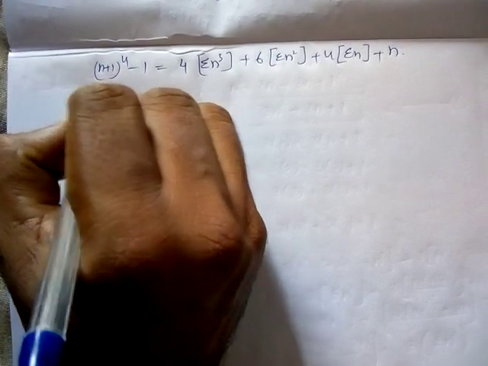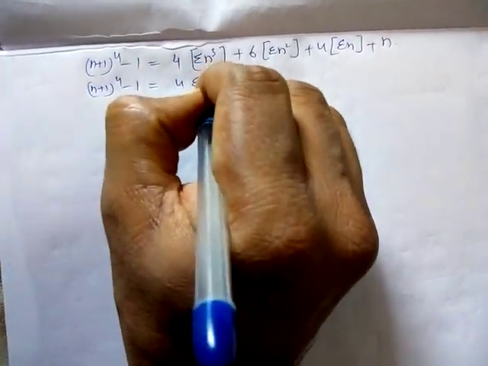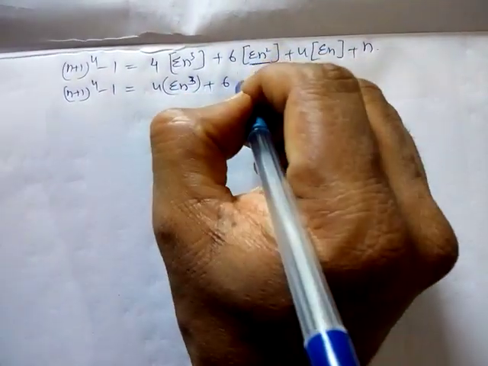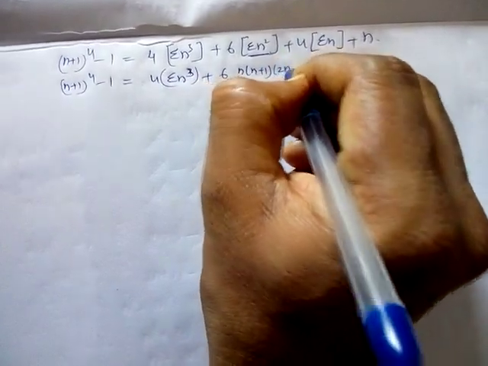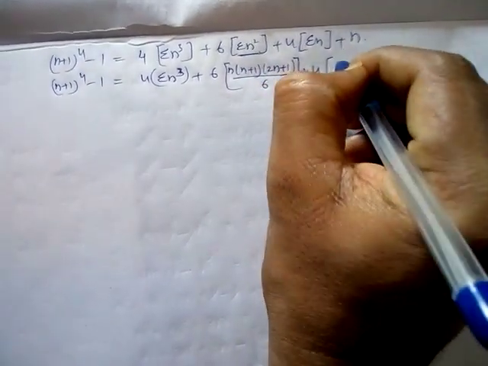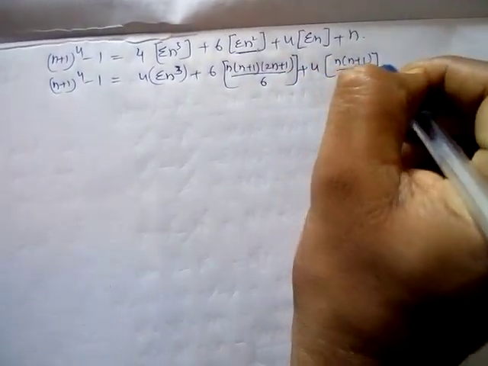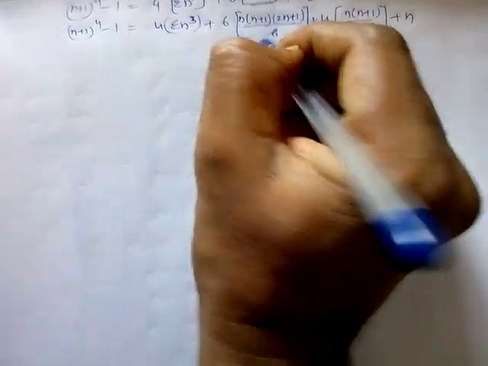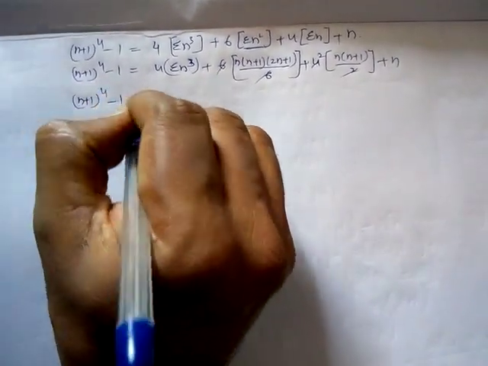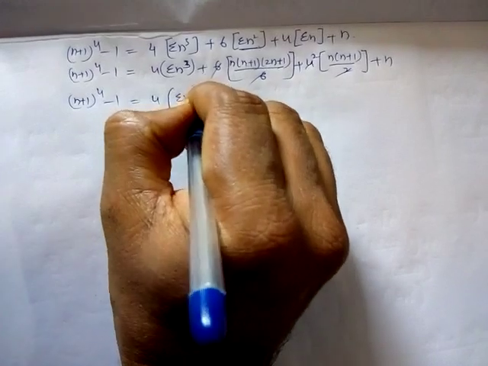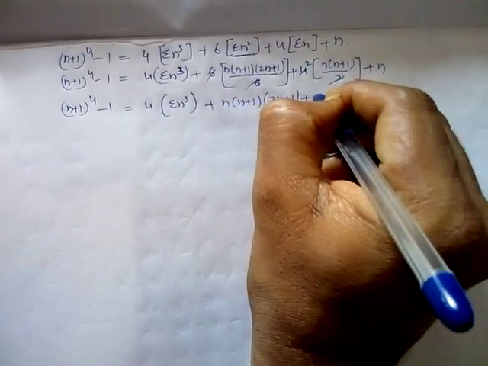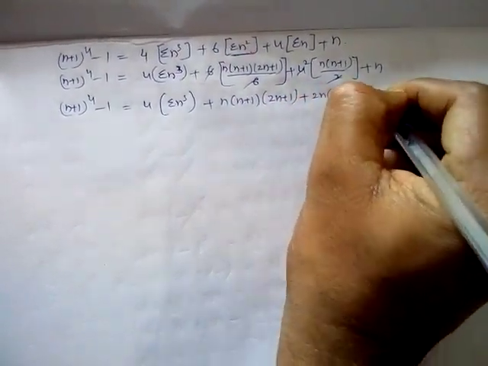So (n+1) to the power of 4 minus 1 is equal to 4 into sigma n cube plus 6 into, what is the formula? This one we already learned: n into (n+1) into (2n+1) by 6, plus what is the sigma n formula? n into (n+1) by 2, plus n. So 6 cancels, 2 ones are 2, 2 twos are 2. So (n+1) to the power of 4 minus 1 is equal to 4 into sigma n cube plus n into (n+1) into (2n+1) plus 2n into (n+1) plus n.